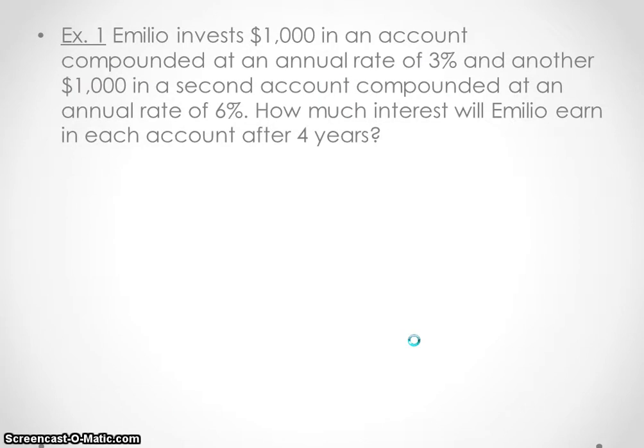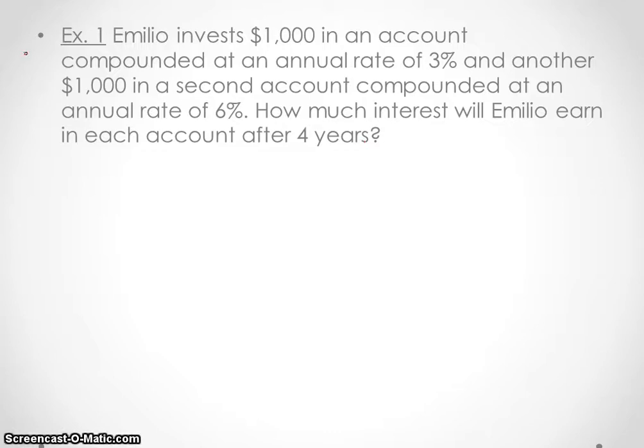Example 1. Emilio invests $1,000 in an account compounded at an annual rate of 3%, and another $1,000. So essentially he has $2,000 that he's splitting up into 2 separate accounts. So into a second account compounded at an annual rate of 6%. How much interest will Emilio earn in each account after 4 years? And typically you wouldn't set up 2 savings accounts, but in this case that's what he decided to do.